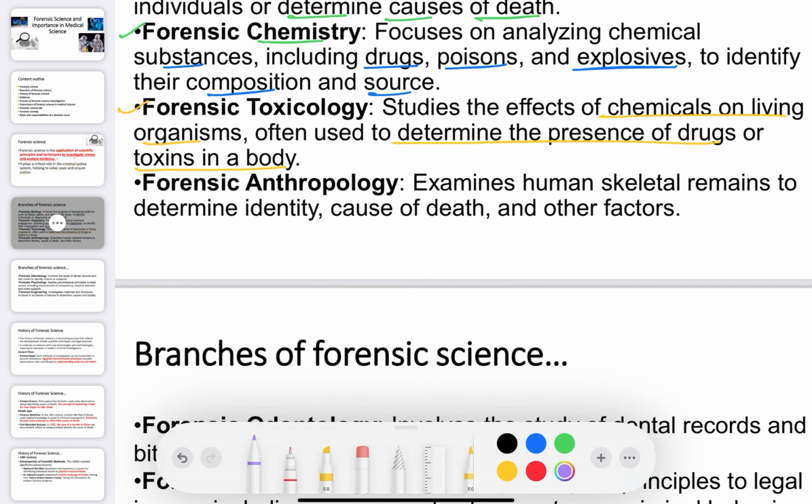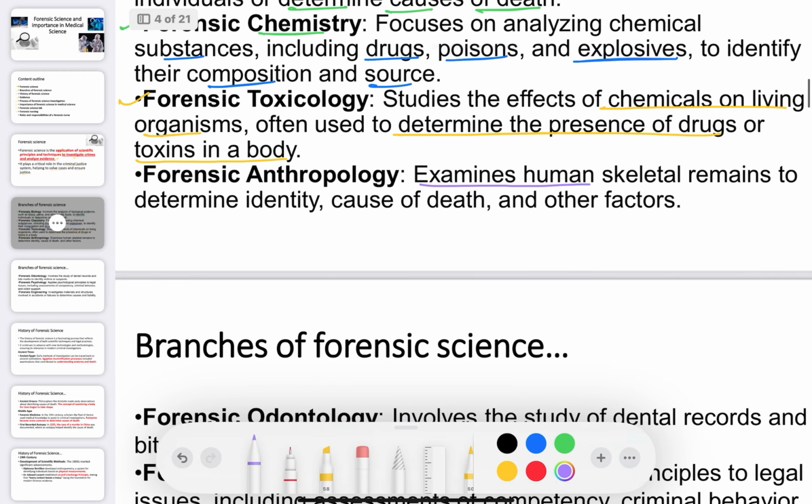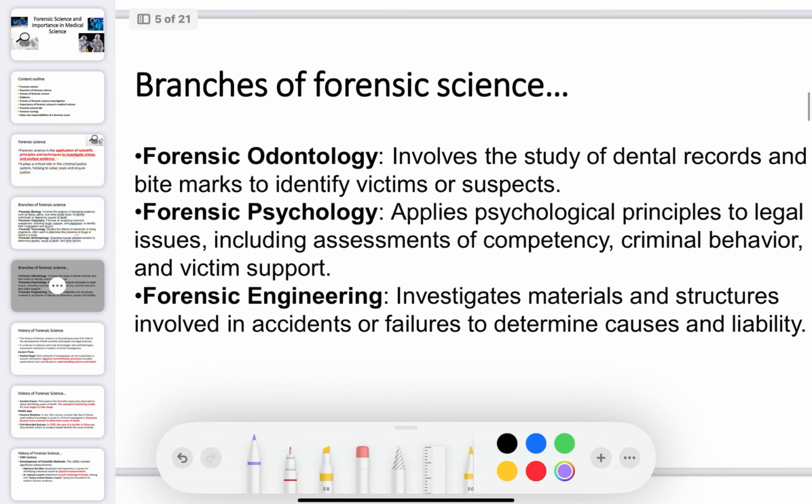Next is forensic anthropology, which examines human skeletal remains to determine the identity, cause of death, and other factors. So it mainly deals with skeletal remains, human skeletons. Now coming to forensic odontology. As the word suggests, it mainly deals with dental records and bite marks to identify the victims and suspects.